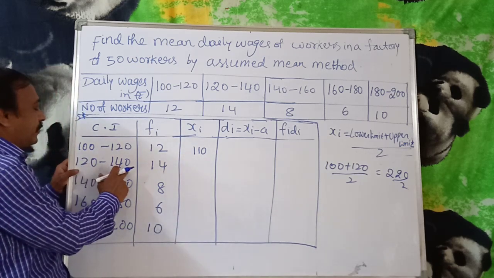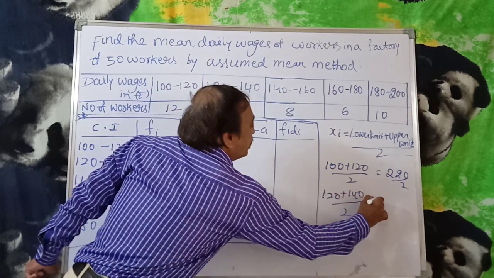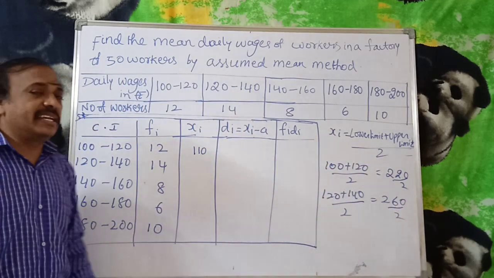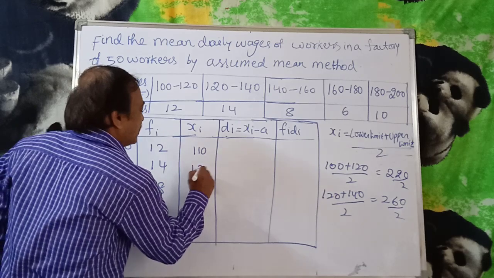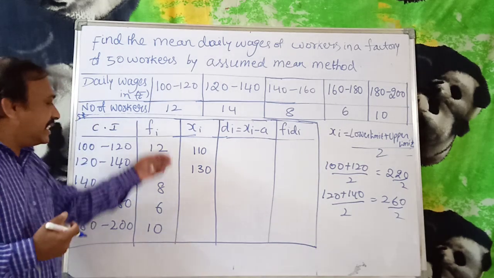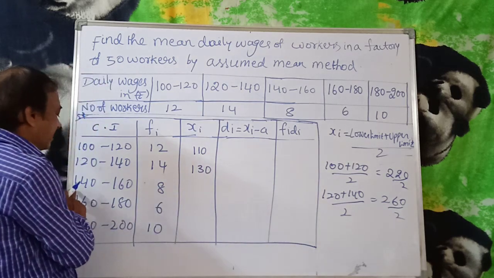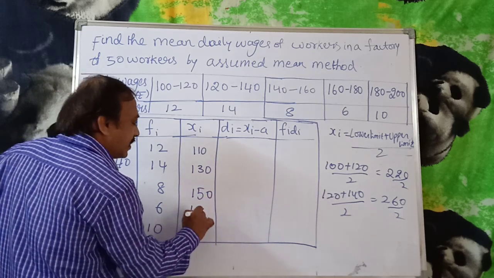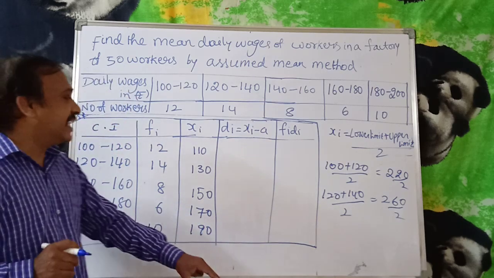Similarly, 120 plus 140 is 260, divided by 2 is 130. Observe the class size from 100 to 120: 20 is the class size. Similarly, for the mid values also, 20 will keep increasing. So 130. Next, 140 plus 160 is 300, the average is 150. The next value is 170, the next value is 190. This is about the xi values.